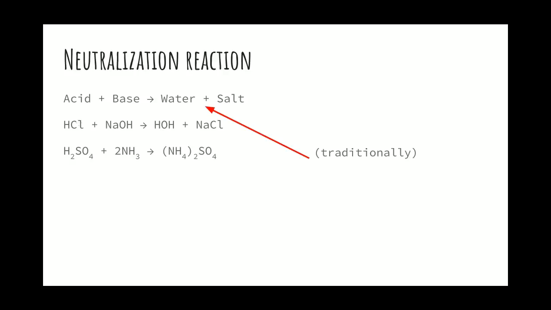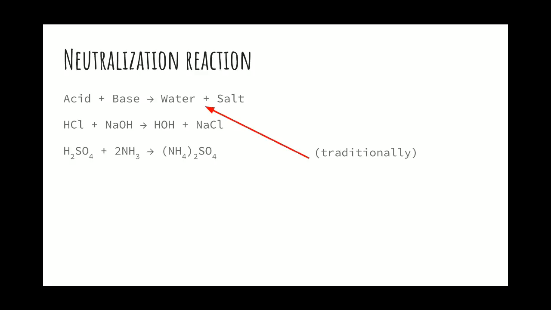Going back to the oldest definition, the Arrhenius definition, when you mix an acid and a base, the result is a water and a salt. Okay, so here you see hydrochloric acid plus sodium hydroxide reacts to form water and sodium chloride, table salt.